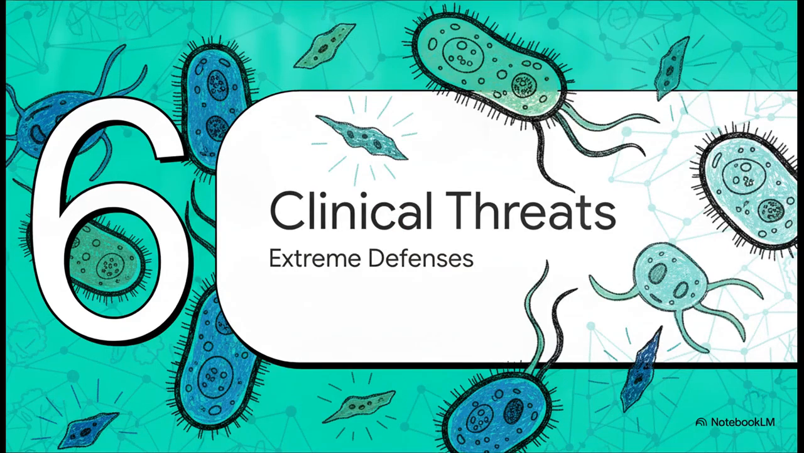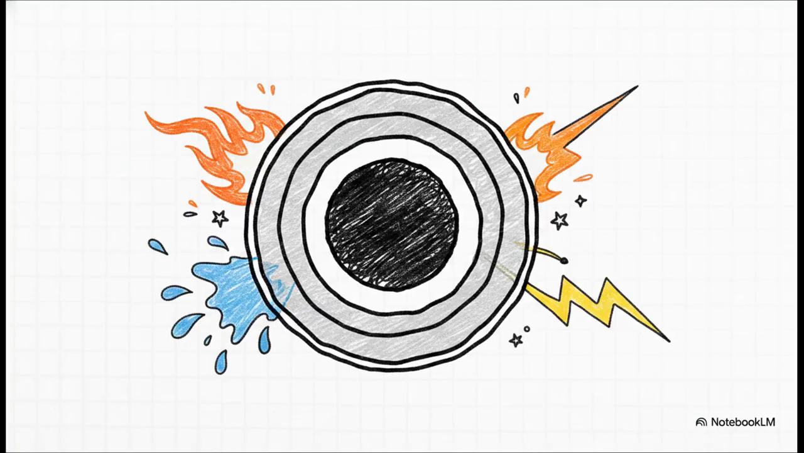Finally, Section 6, Clinical Threat of Endospores. And this brilliantly illustrates why understanding these cellular structures is absolutely critical for your future medical careers. Endospores possess extreme biochemical defenses. That heavily dehydrated core, along with that high concentration of calcium dipicolinate, heavily insulates the internal proteins and DNA. It actually prevents thermal denaturation to the point where they can easily survive boiling water.